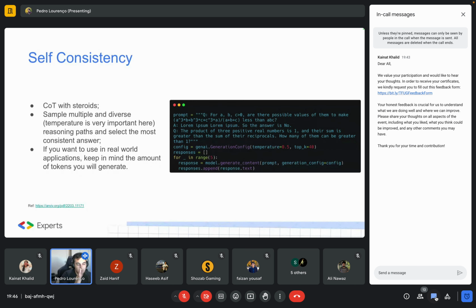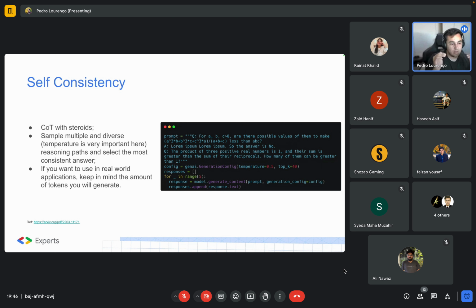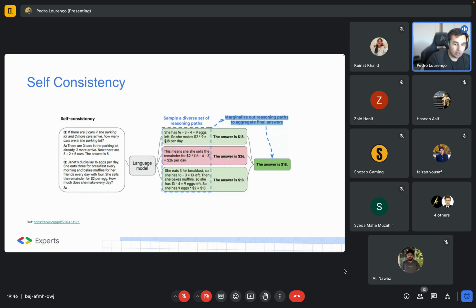And if you want to use this in real world applications, you need to keep in mind the amount of tokens you will generate, because now we are generating three or four or five different answers. So you pay more for this. You always need to think about the costs when you're dealing with real world applications.